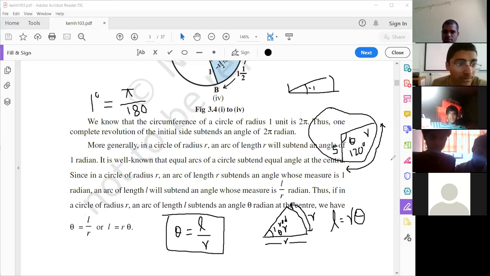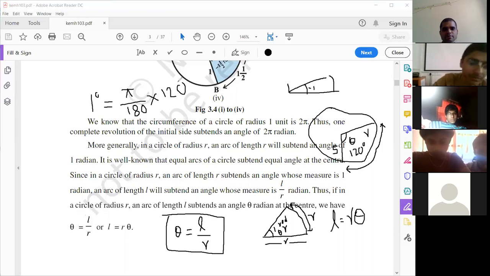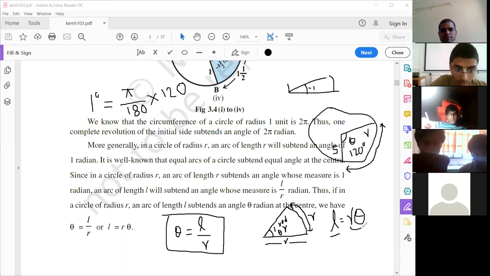Guruji, what is the answer of this question? The answer will be like this. It is 120 degrees, so you multiply it by 120 and you'll get that many radians. So this is the radian you got. So L is equal to R theta. R is 5 units, so you get 5 into theta in radians.